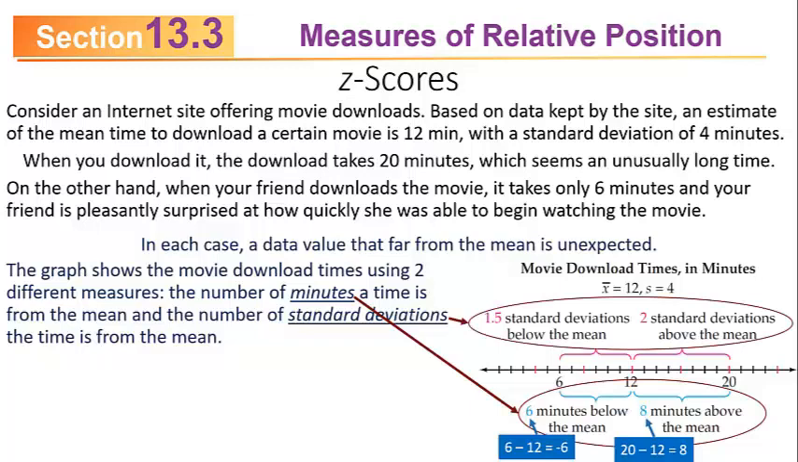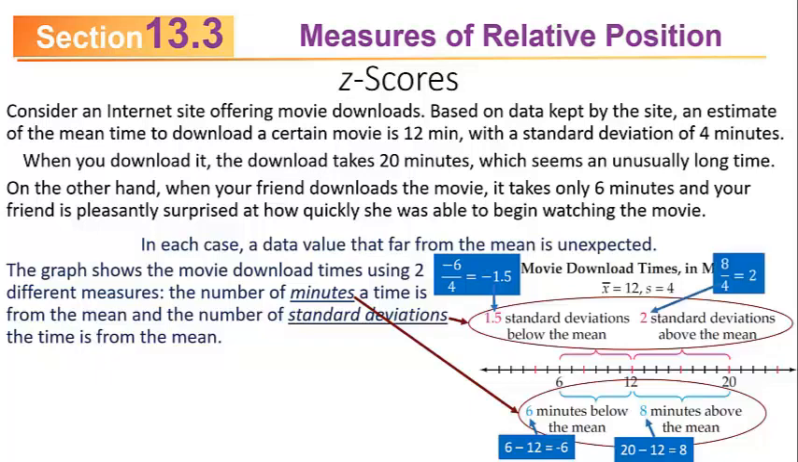Now let's look at the standard deviations. We're going to do a lot with these calculations later, but just quickly, if you want to look at how many standard deviations away from the mean each of those times is, just take each one of them and divide by the standard deviation. And remember, in this problem, the standard deviation was 4 minutes. So if you take your friend's difference from the mean, which is -6, and divide it by the standard deviation, you get -1.5. That means your friend's download time was 1.5 standard deviations below the mean. The negative sign indicates it's below the mean.